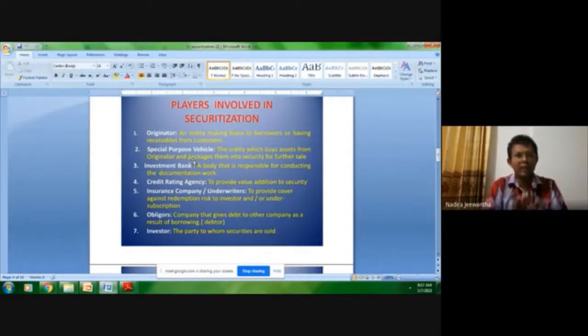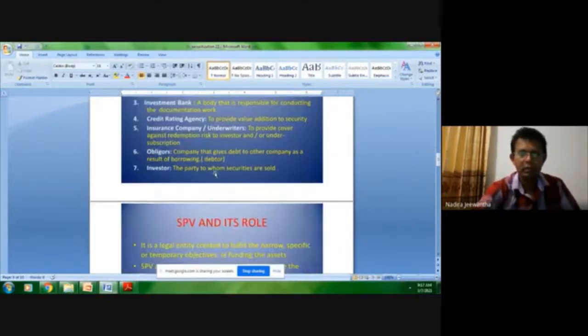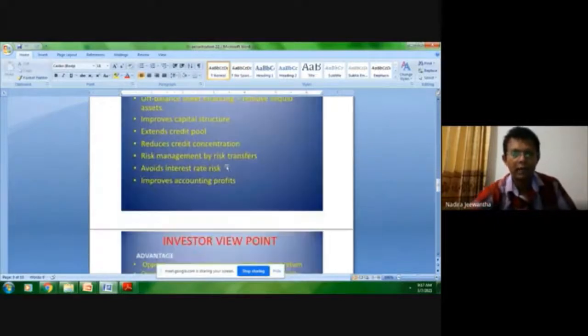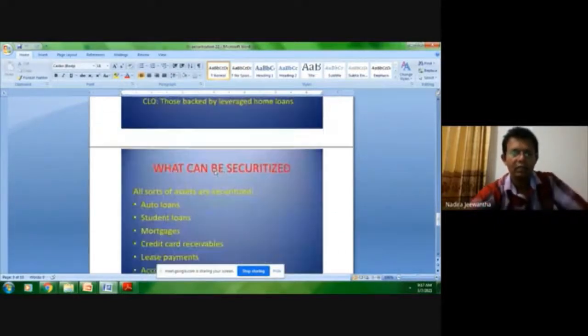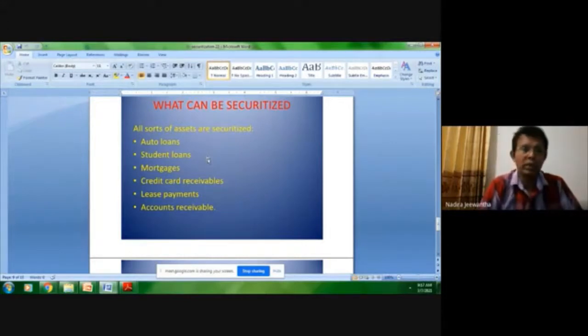In Sri Lanka, we do not have a very sophisticated market, but in a country like India, we have a very sophisticated market for securitization paper. Vehicle, auto loan is one. Now see, what are the products we can do? These are the products we can go for under securitization. Auto loans means car loans, student loans, mortgages, credit card receivables, anything. You can prepare papers for securitization, right?